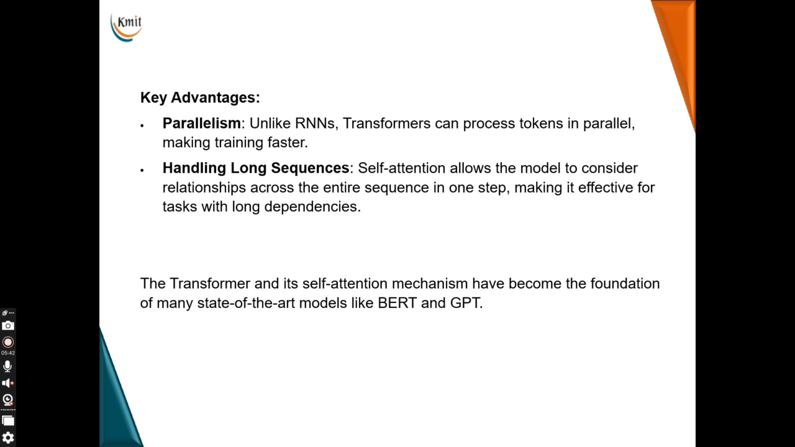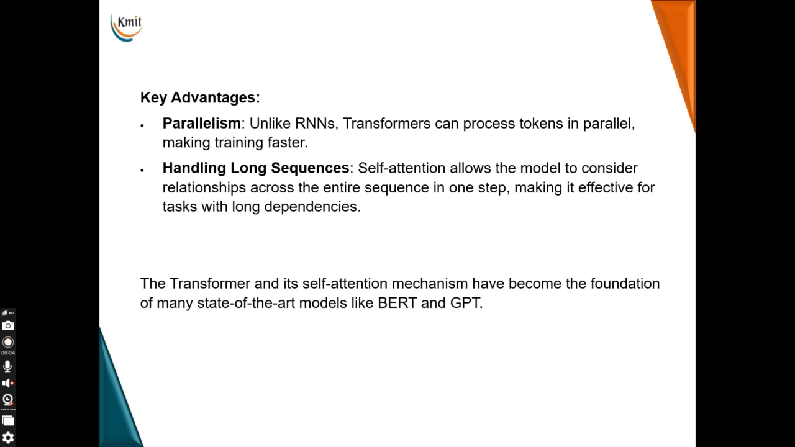What are the key advantages? Unlike RNNs, transformers can process the tokens in parallel, making the model training much faster. The moment parallel processing is involved, the faster the task will be completed. It is trivial for us.